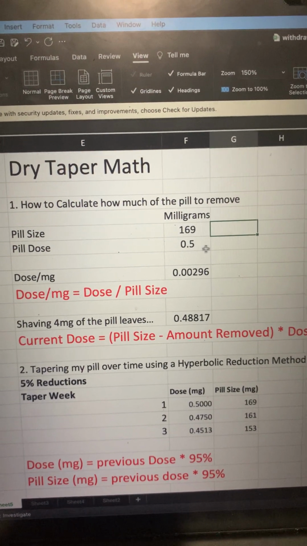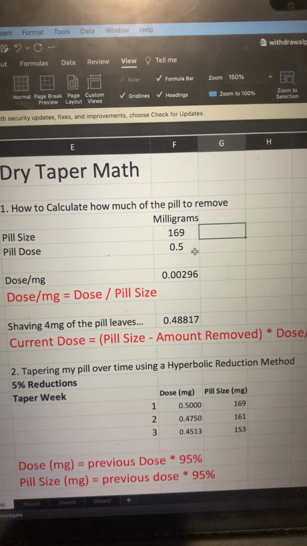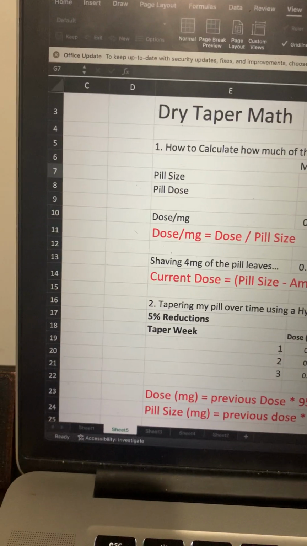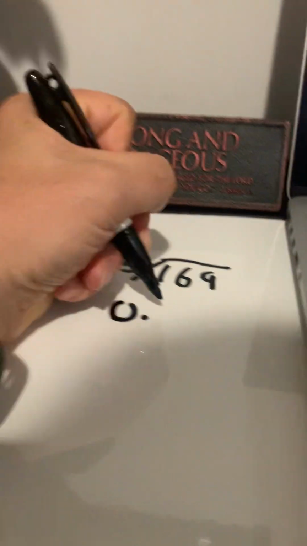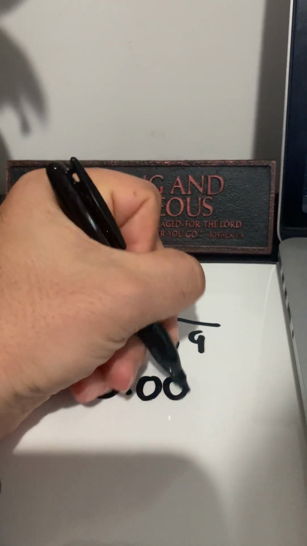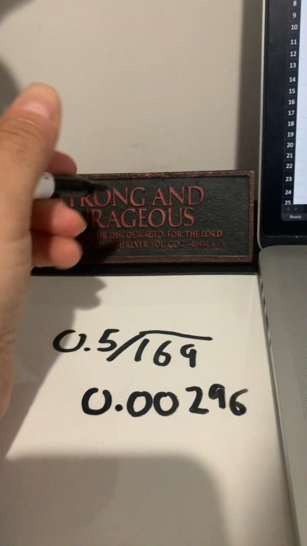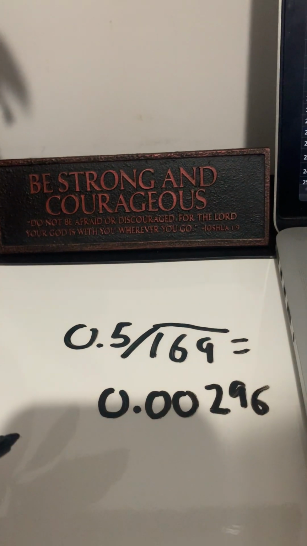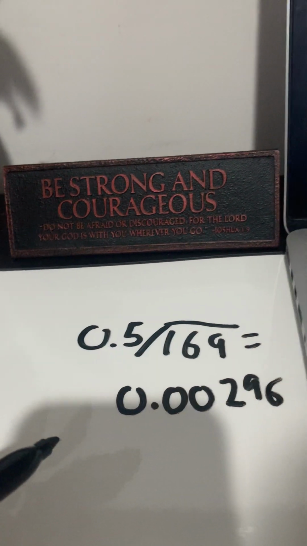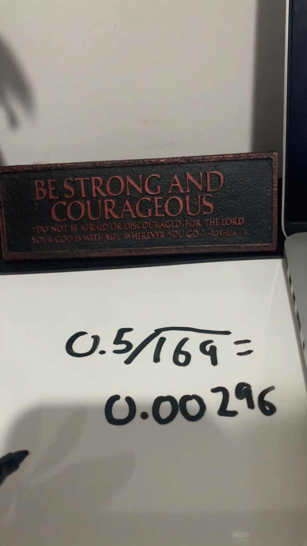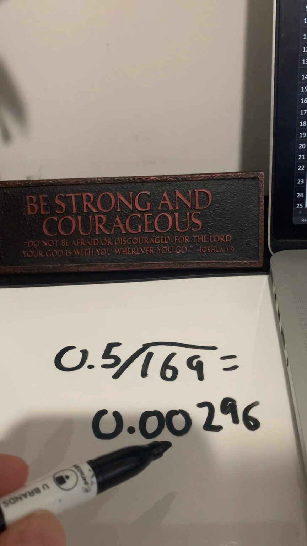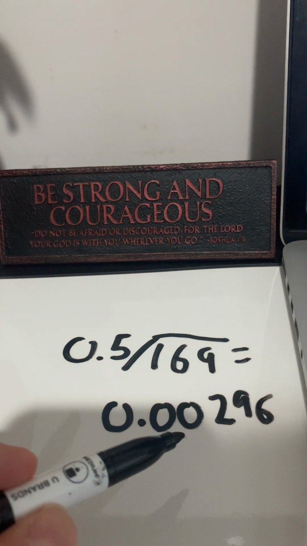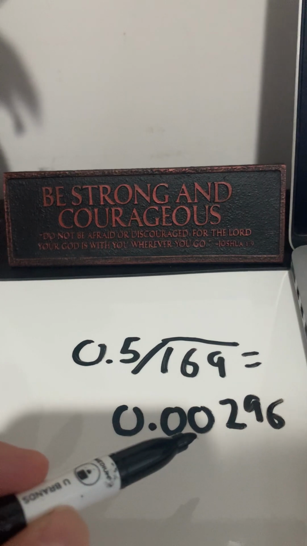It's 0.000296. It's rounded, right? But the answer would be 0.00296, right? So that is when you're taking a piece of the pill. So let's say if you shaved 1 milligram off the pill, you would be shaving 0.00296 milligrams of Klonopin off of this pill each time you shaved a milligram off, right?